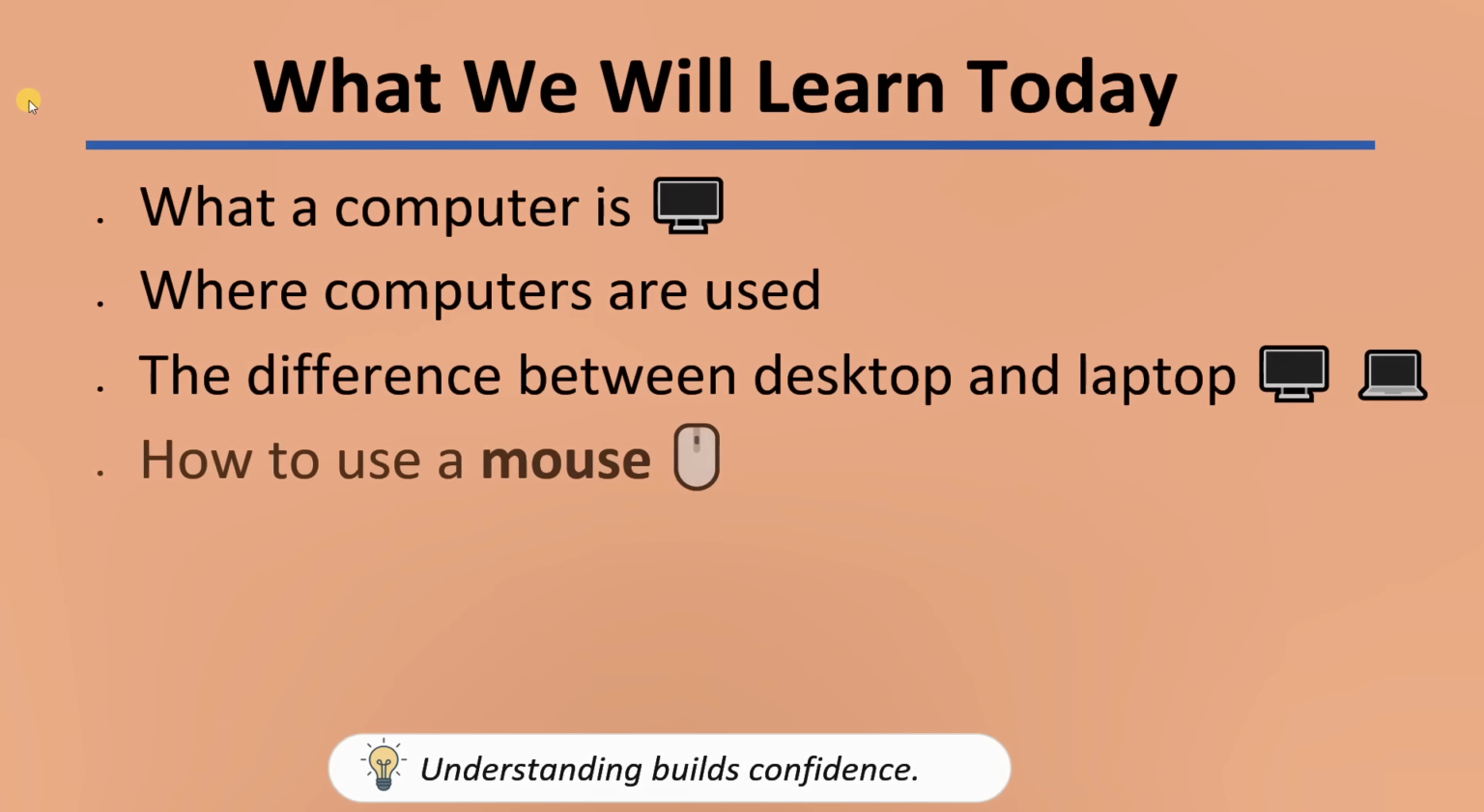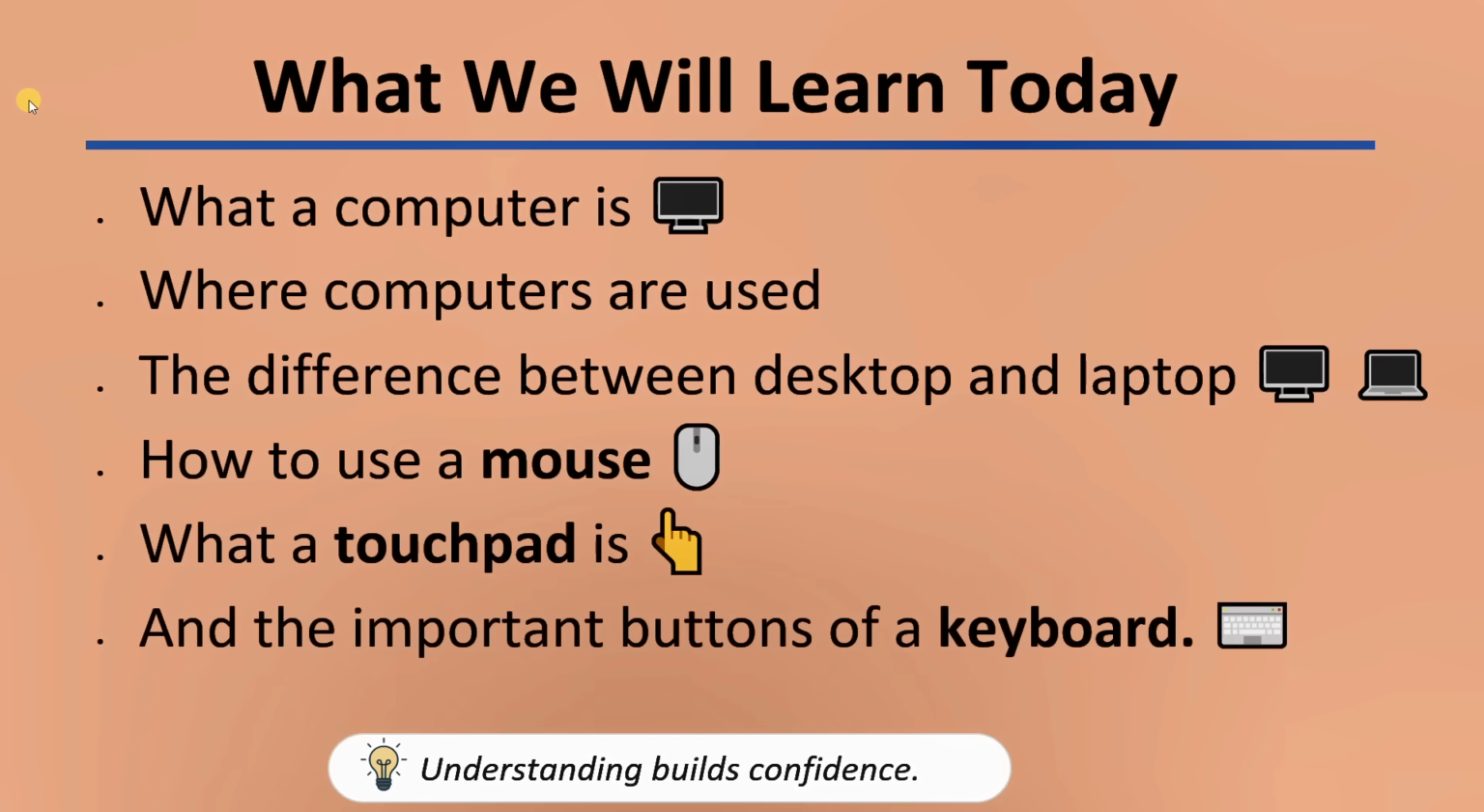Number four, how to use a mouse. You will know which button to press, how to click, how to scroll, and even how to right-click like a pro. Number five, what a touchpad is. Yes, the one you have seen on laptops. And number six, the keyboard. You will learn the most important buttons, what they do, and how to type with confidence. Remember, every time you understand something new, your confidence grows, and that's our goal today.